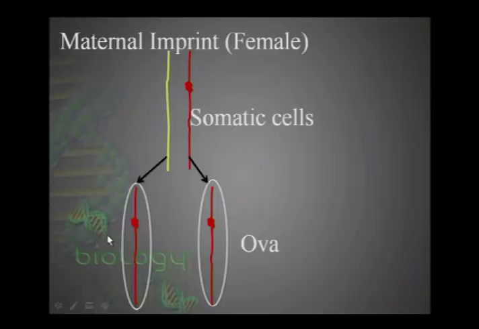Now, let's compare that to a maternal imprint. A maternal imprint is just the opposite. In this situation, mom will be the one imposing the imprint. She'll be doing the hypercoiling of a gene, whereas dad will not. So again, in this case, the woman has inherited an active chromosome from dad and an inactive one from her mom. And when she makes her ova, she will impose the imprint. Both of those chromosomes will be hypercoiled at that allele in her ova.